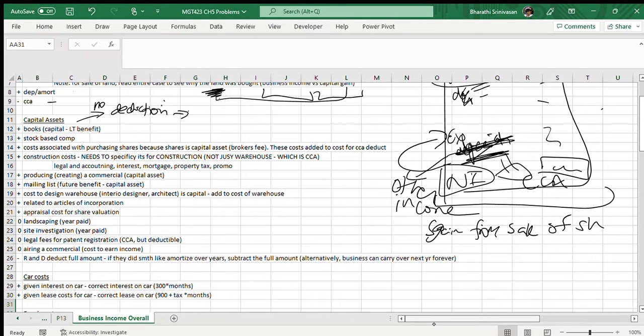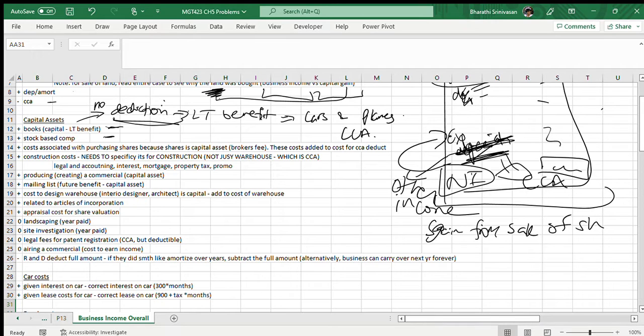So they provide a long-term benefit. They're like an asset on your balance sheet, not just an expense. One thing that you can claim on cars and planes, I think, is CCA. But other than that, you can't really claim CCA on anything else. So you have to add back most capital assets. Things you have to add back are books, because they provide a long-term benefit.